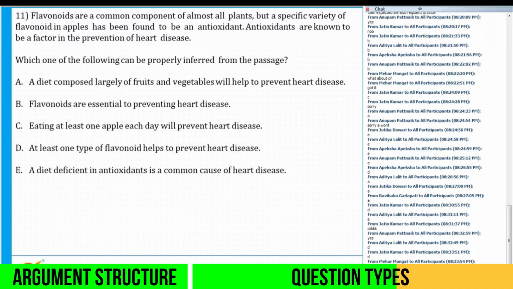Yes, it is number D. At least one type of flavonoid helps to prevent heart disease. Absolutely. Number C is not right. Eating at least one apple each day will prevent heart disease is wrong. Why? Because flavonoid is not present in all apples. Flavonoid is present in a specific variety of apples.